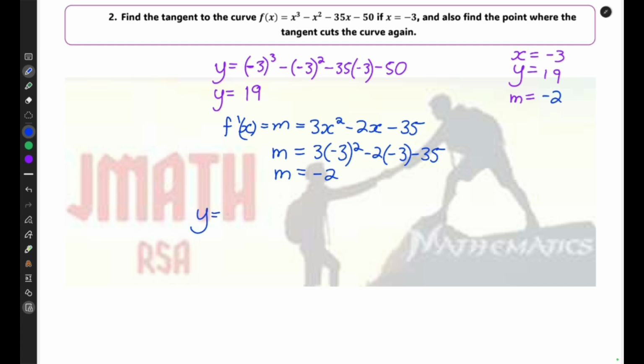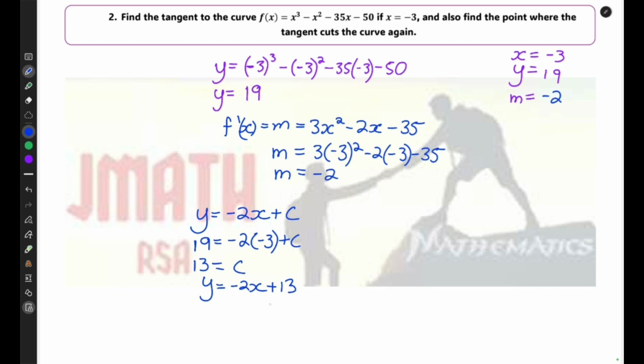So therefore, y is equal to minus 2x plus c. I now know y was 19 if x was minus 3. Sorry, there's a mistake. Plus c. And then therefore, it becomes a plus 6. I take it over, and that will be 13 is c. So y is equal to minus 2x plus 13.